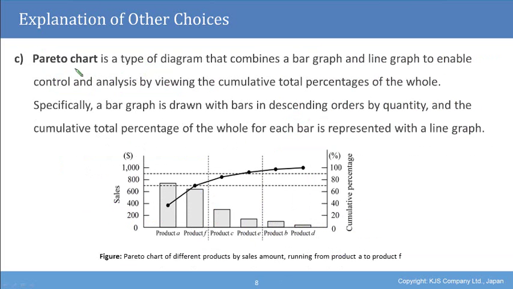C. A Pareto chart is a type of diagram that combines a bar graph and line graph to enable control and analysis by viewing the cumulative total percentages of the whole. Specifically, a bar graph is drawn with bars in descending order by quantity, and the cumulative total percentage of the whole for each bar is represented with a line graph.